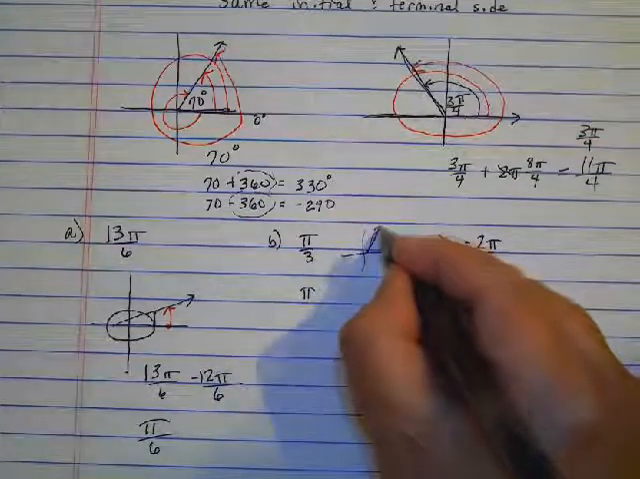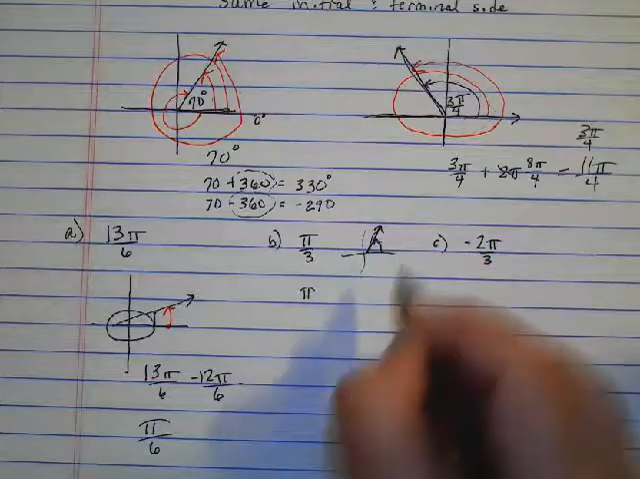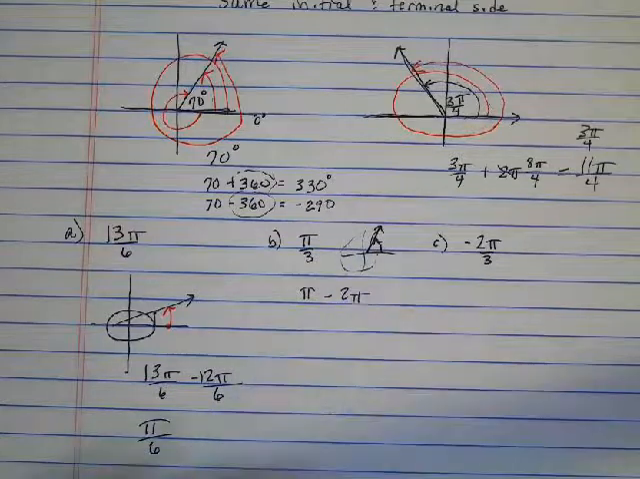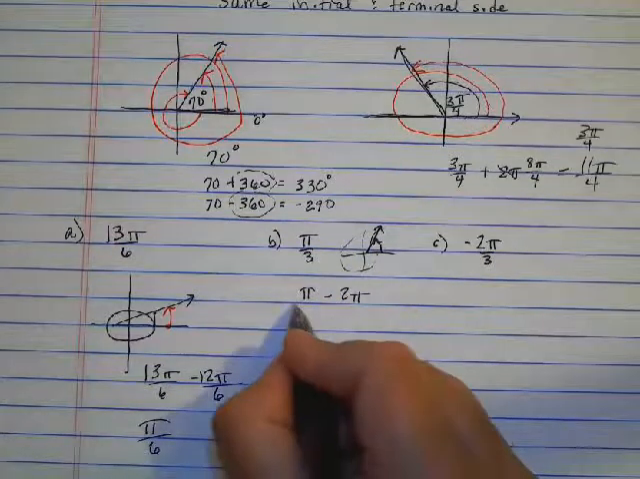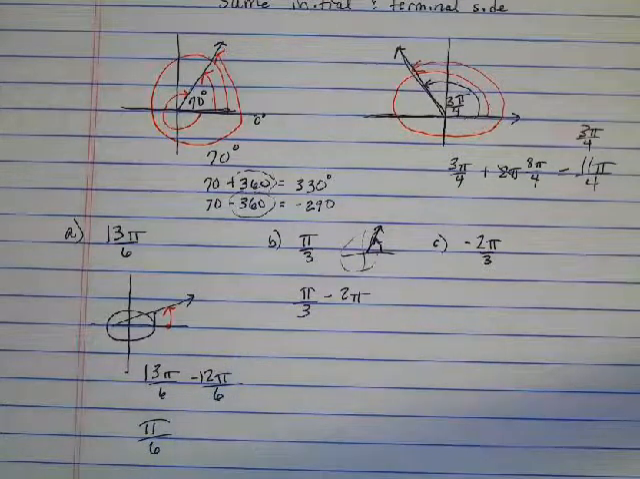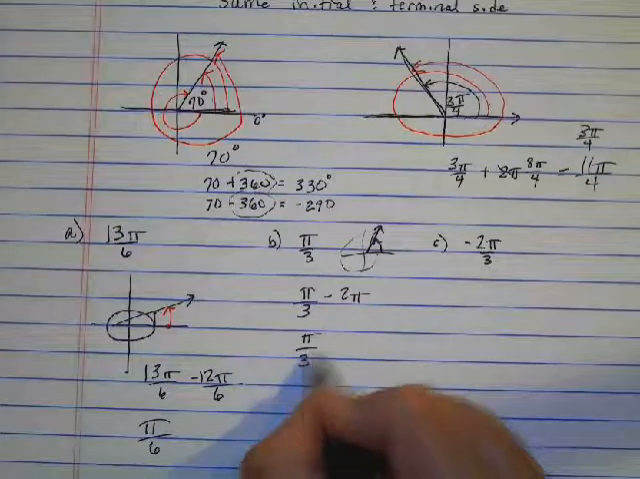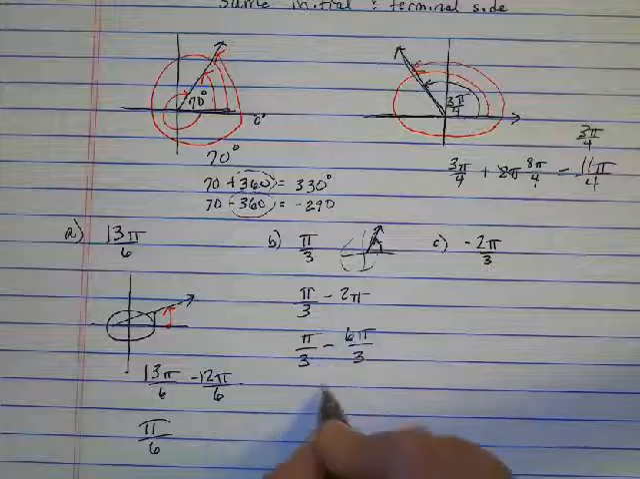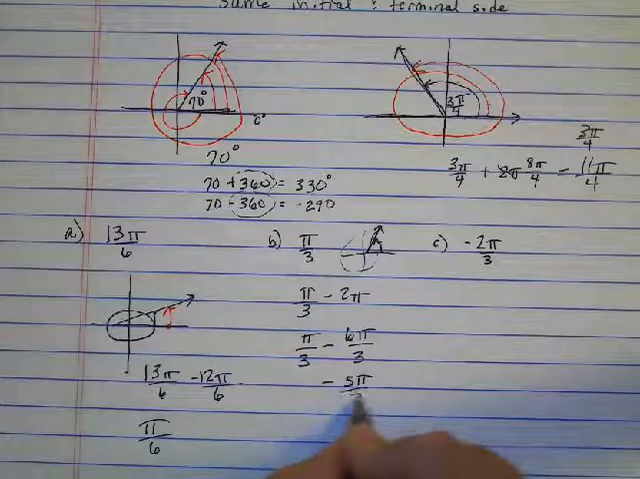Pi over 3 looks like this. I'm going to find the one that goes the other direction. So I'm going to subtract 2 pi. So pi over 3, subtract 2 pi. I need to get a common denominator. So this becomes a 6. So it would be negative 5 pi over 3.